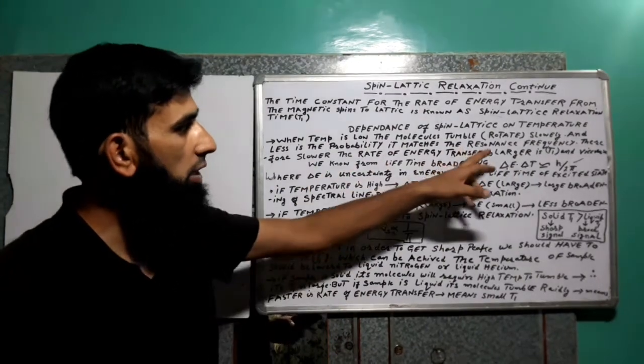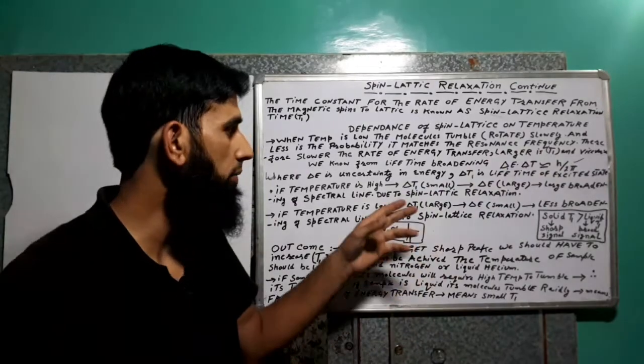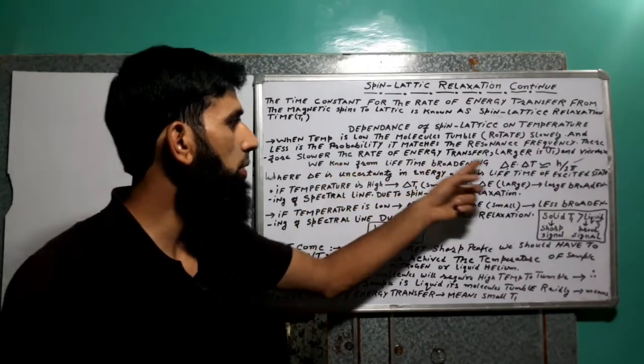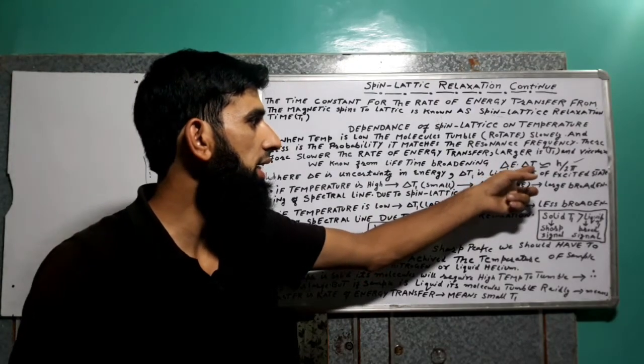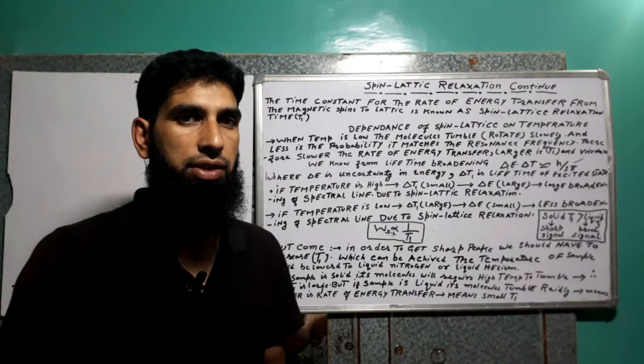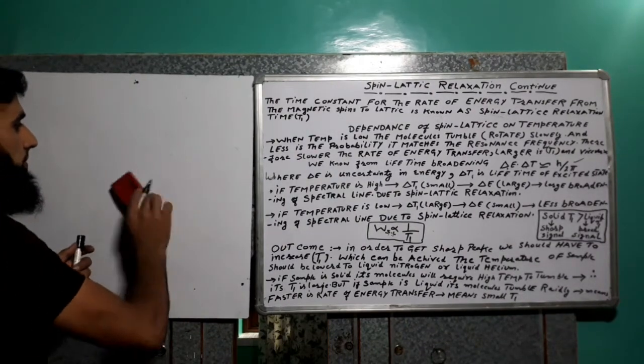Now, what is the effect of time on the width of the spectral line? That I am going to discuss with you. As we know from lifetime broadening, delta E times delta T is nearly equal to h divided by 2 pi. This is the Heisenberg uncertainty relation.